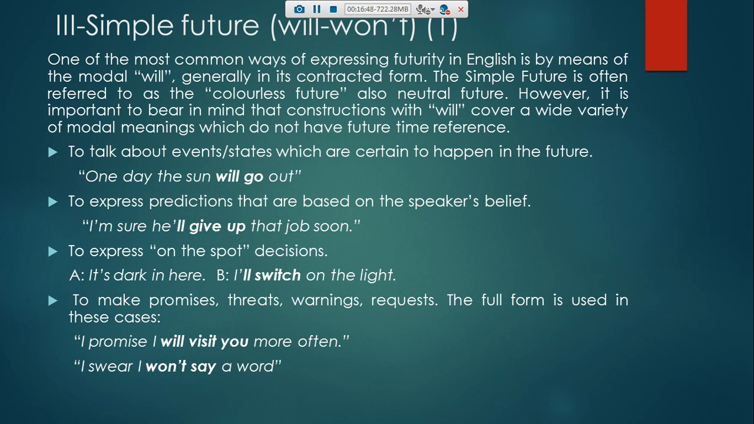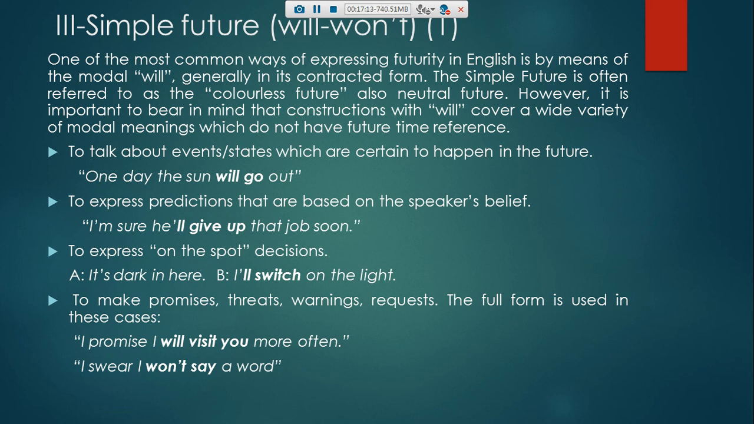Simple future. One of the most common ways of expressing futurity in English is by means of the modal will, generally in its contracted form. The simple future is often referred to as the colorless future, also neutral future. However, it is important to bear in mind that constructions with will cover a wide variety of modal meanings which do not have future time reference.